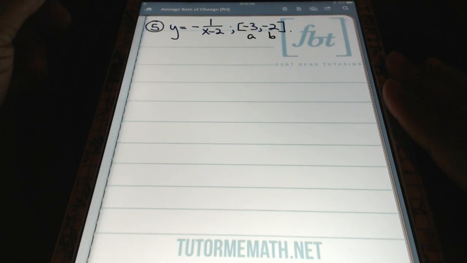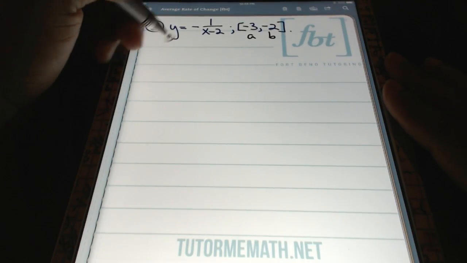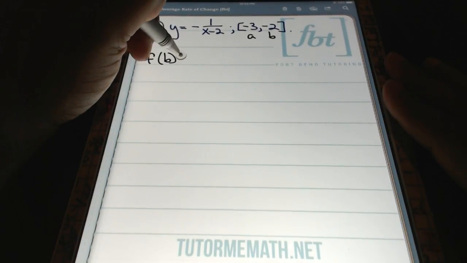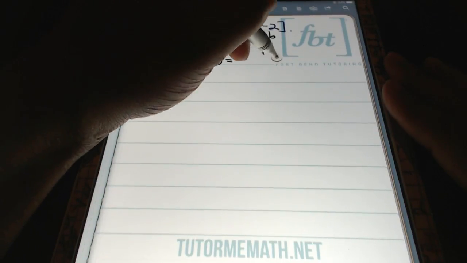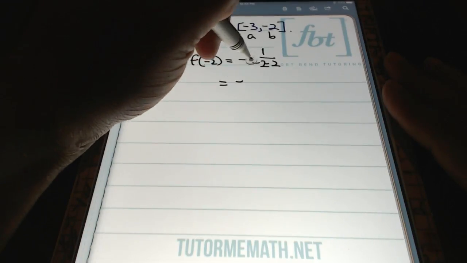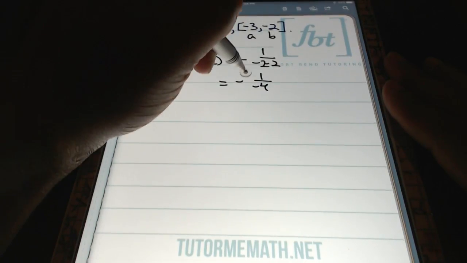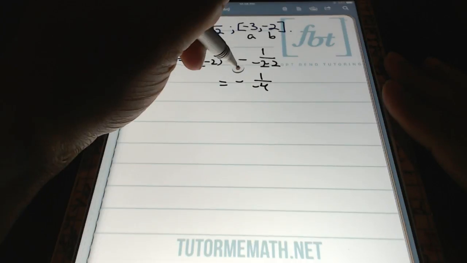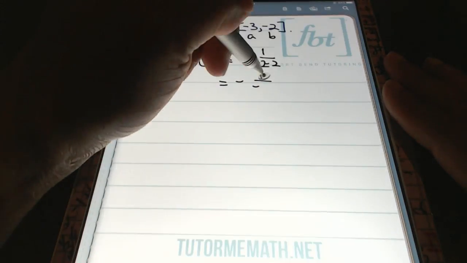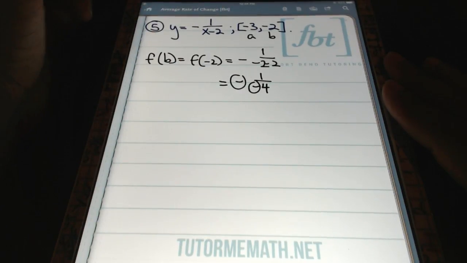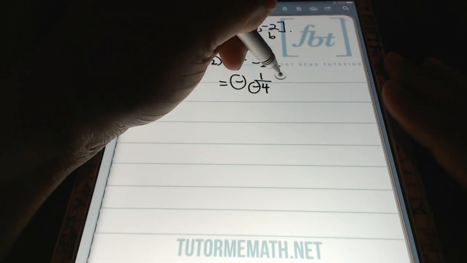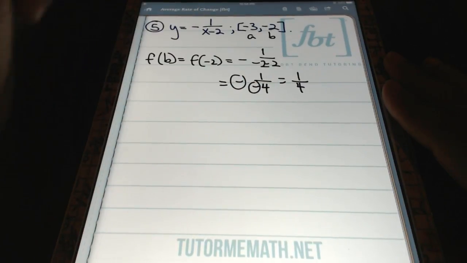All right, so here we're going to be finding out what that f of b value is in this case. F of b would be f of negative 2. Plugging this value in, you'll have the opposite of 1 over negative 2 minus 2. So we end up with the opposite of 1 over negative 4, and then these negatives will combine. We'll multiply those values to get a positive 1/4 for our f of b value. So we're dealing with 1/4 right here.